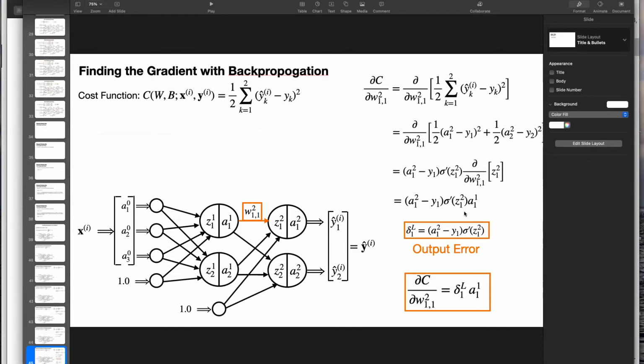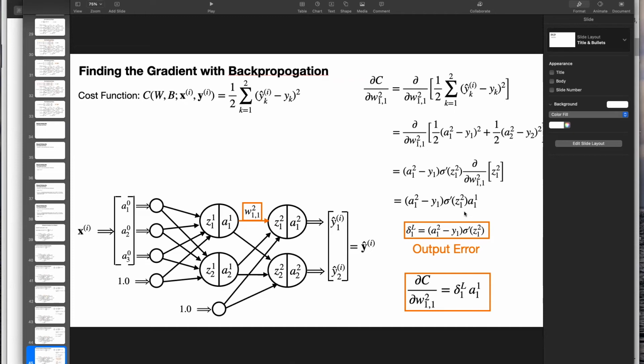Okay. And I'm going to introduce something now to help us. I'm calling it the output error. If we have capital L layers, I'm saying delta of L subscript 1 is equal to that term right there: the difference between the output and the label, times the derivative of the activation function that gave us that output.